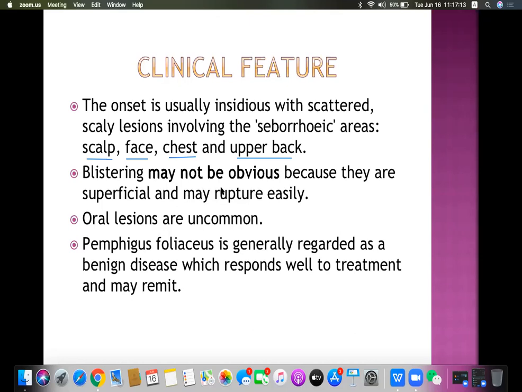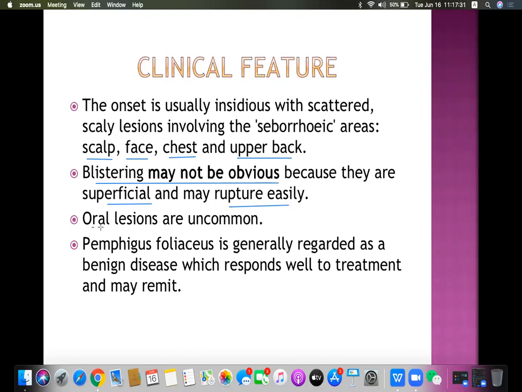Blistering may not be obvious, because the blisters are superficial and they rupture very easily. So by the time the patient comes to us, those blisters are not there. Only the edge of the blister can be seen.